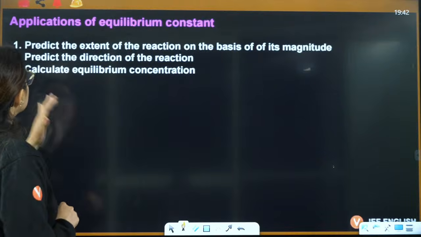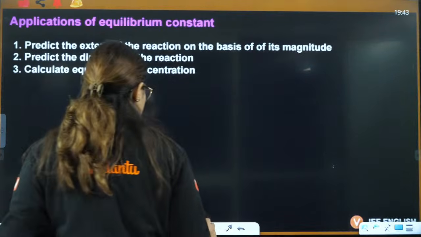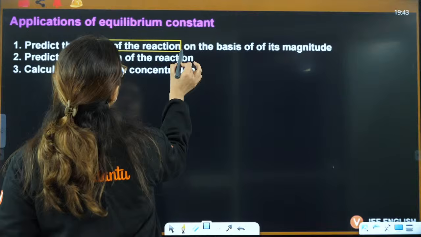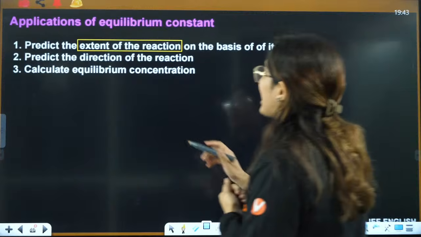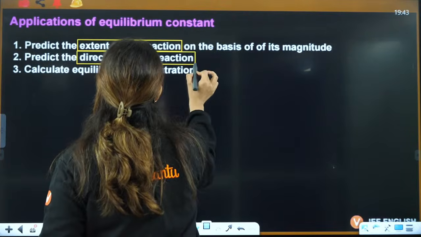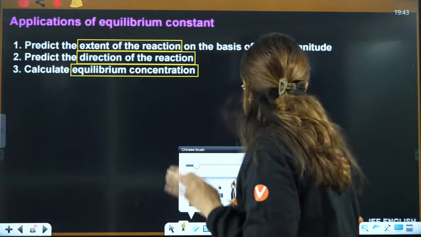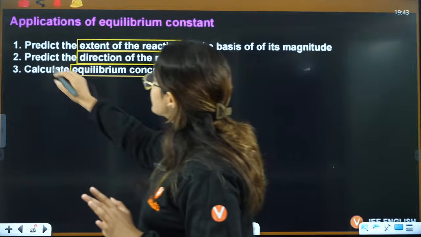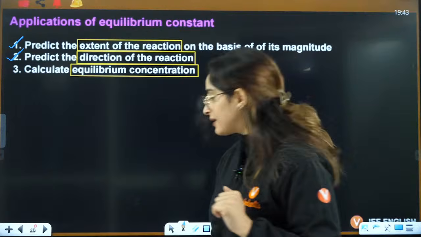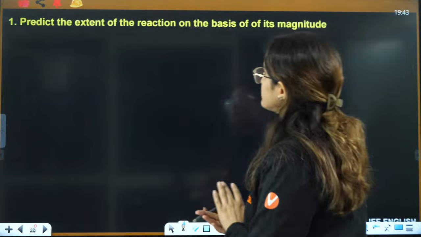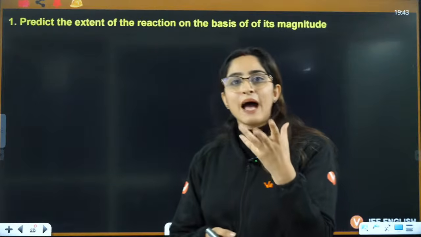So applications of equilibrium constant: first, predict the extent of the reaction, how much the reaction can go forward or backward; second, the direction of the reaction, whether it is going in the forward or backward direction; and third, calculate the equilibrium concentrations of the reaction. In today's class we'll do the first two, and the third we will do in the next class, right? So first is to predict the extent of reaction on the basis of the magnitude.